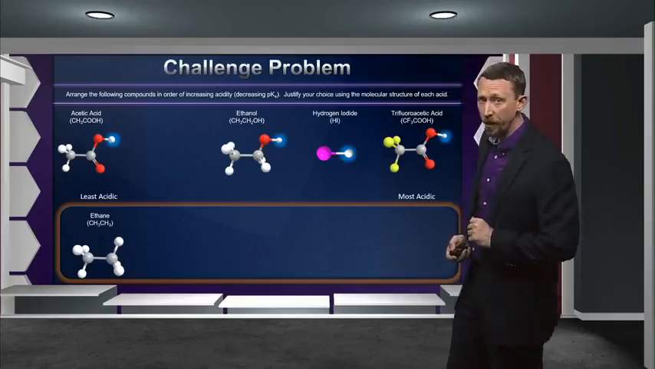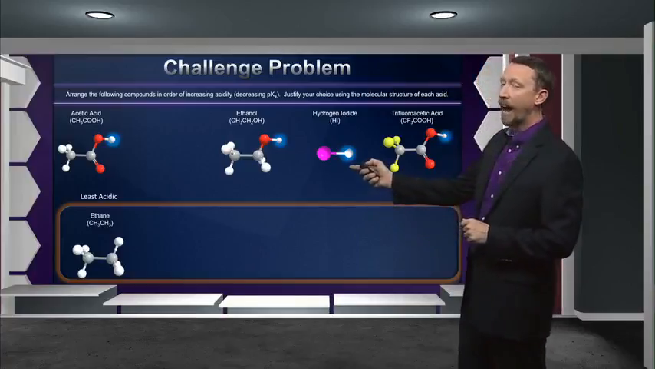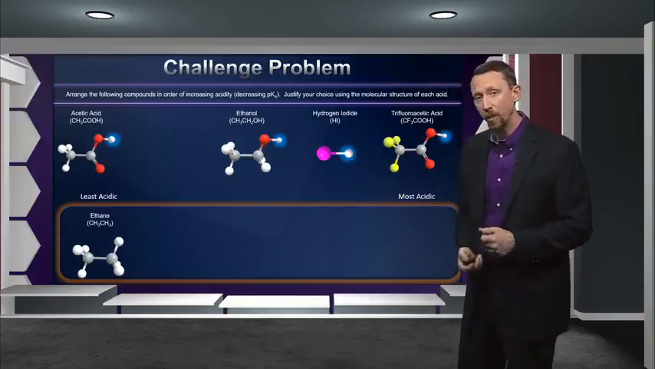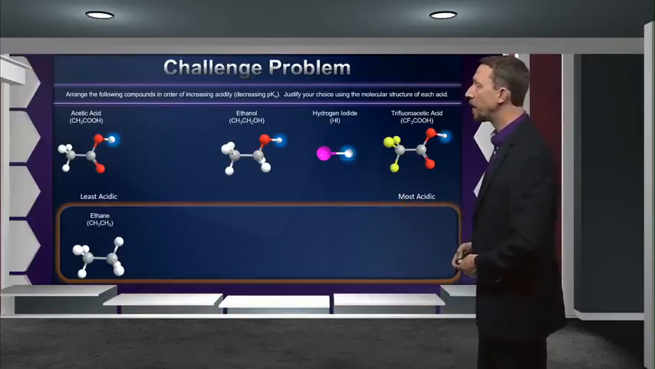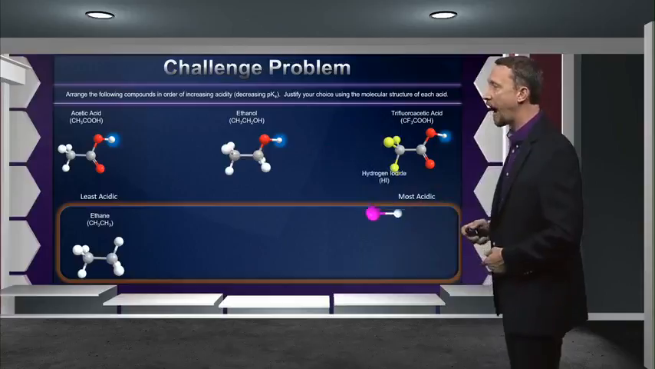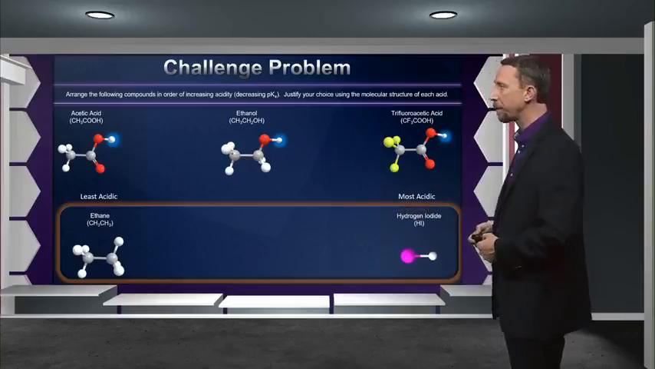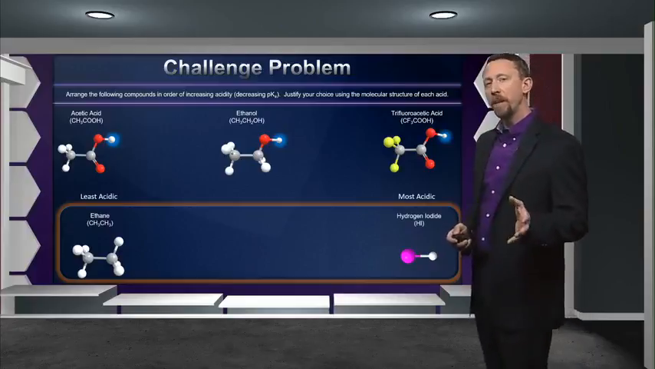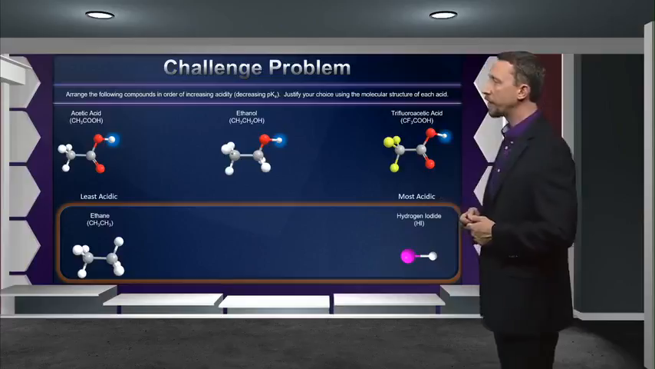Now, let's look at the other end of the spectrum here, because we have another low-hanging piece of fruit, and that's HI. Remember, hydrogen iodide is one of our strong acids. It ionizes completely when we put it into solution. So we know hydrogen iodide is going to have to be the most acidic compound by virtue of it being on the strong acid list. But that leaves 3 more that we have to organize: acetic acid, ethanol, and trifluoroacetic acid.